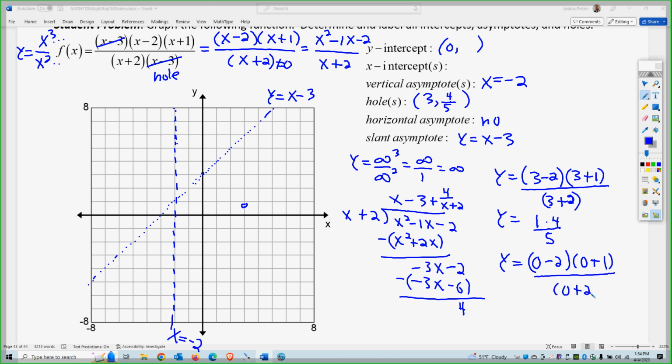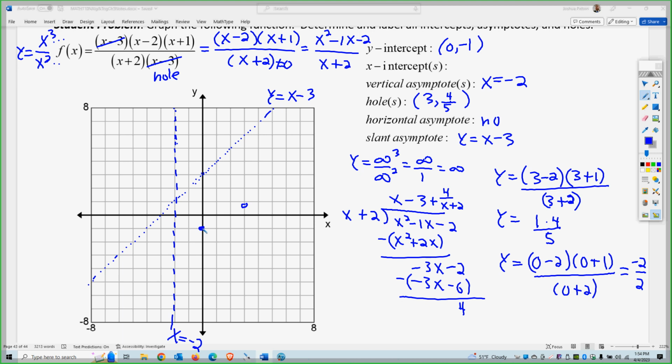0 plus 2. Okay, so that's going to give me negative 2 over 2. Essentially, that's negative 1, right? I always like using the factored form for a lot of these because it's easier to figure out. So (0, negative 1) is the y-intercept.